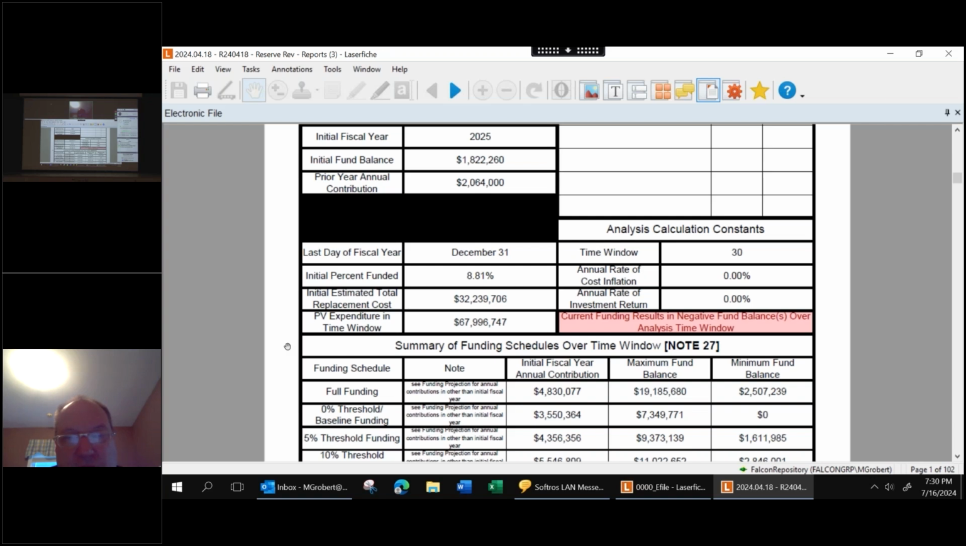It doesn't really mean a whole lot, because you really should be updating your reserve every 3-4 years at the most, and all of that's going to change, obviously.